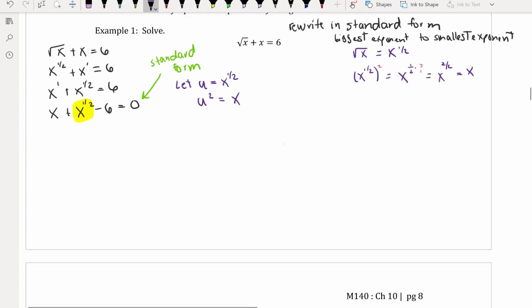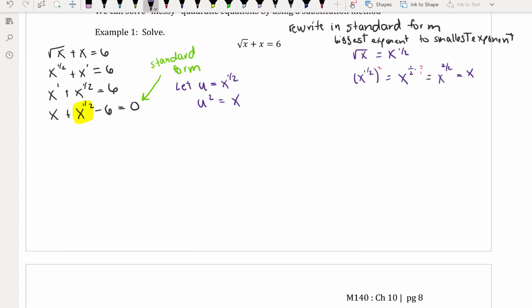So when I rewrite this, that x that I see there, this is where I'm going to do a substitution. I'm going to have the x as a u squared, plus, and I have that x to the 1/2 as really a u, and I still have minus 6 is equal to 0. So I've just manipulated this equation to have a u substitution.